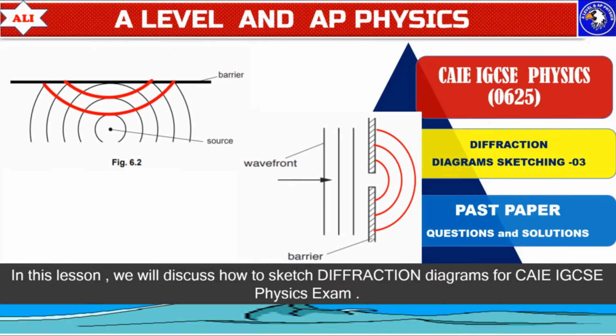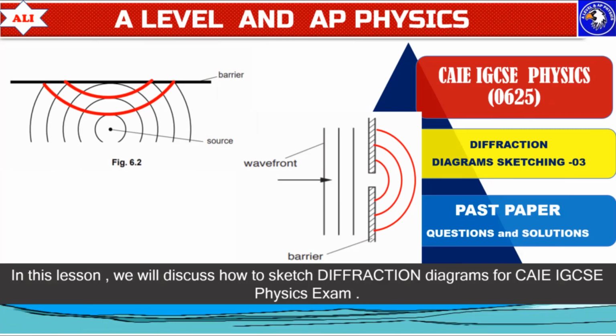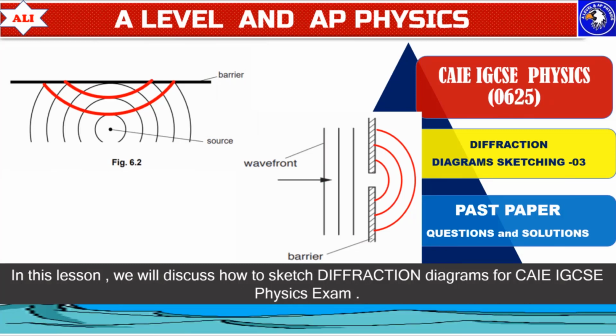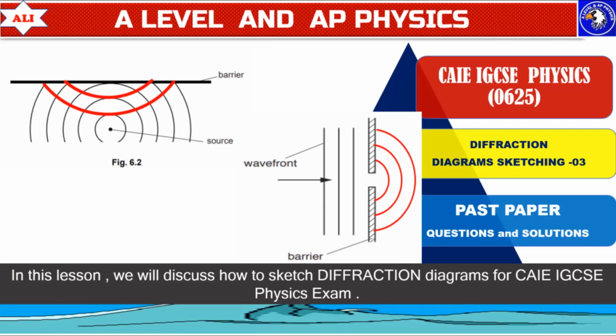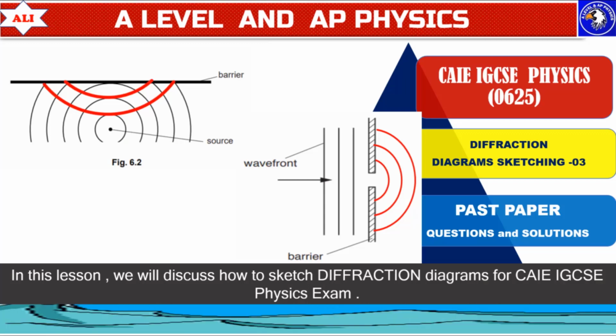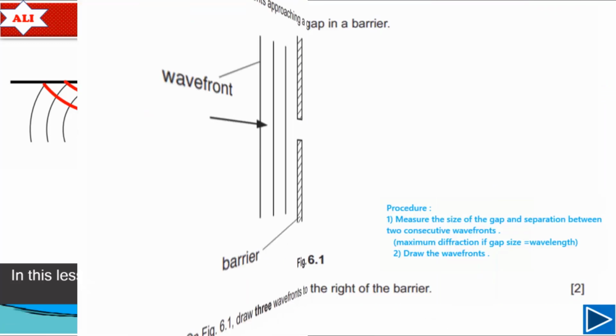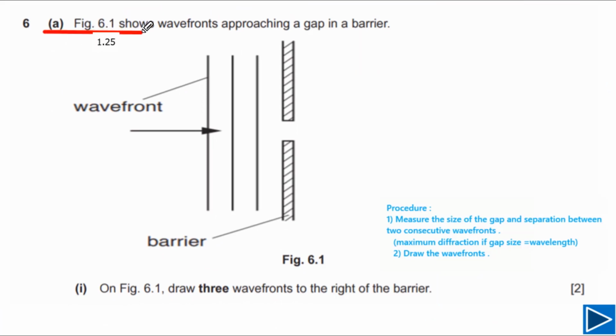Welcome to A-Level and AP Physics. In today's lesson, we will discuss how to sketch diffraction diagrams for the CIE IGCSE Physics exam by solving challenging past paper questions. For part A, it is given that wavefronts are approaching a gap in a barrier.